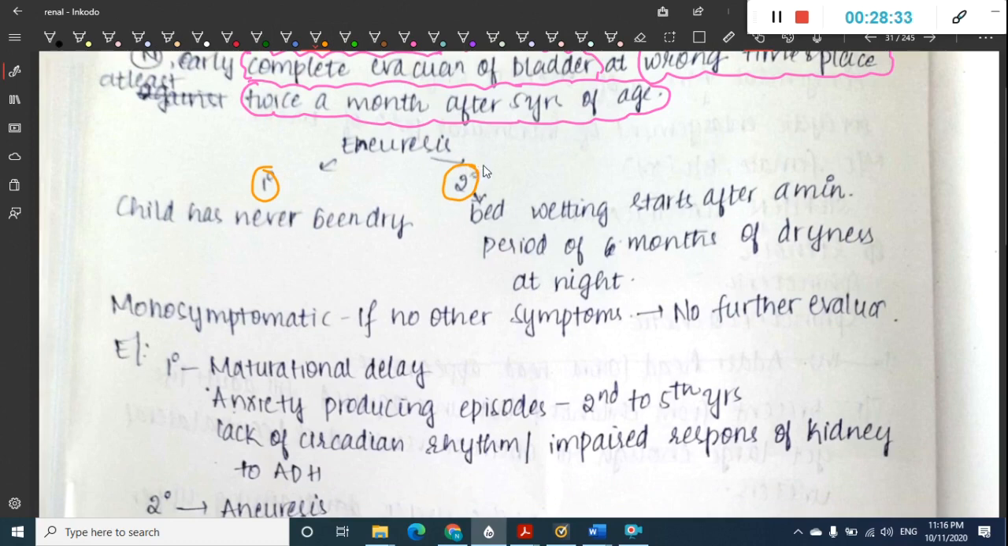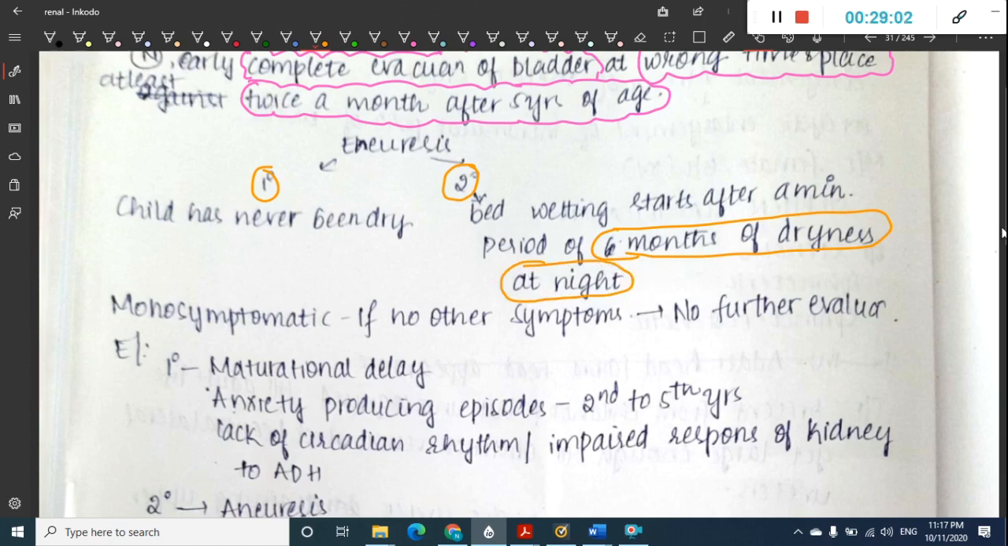We call it primary when the child has never been dry. In secondary, bedwetting has been stopped for at least 6 months. For the last 6 months the child is dry at night, but now again he starts bedwetting after a minimum period of 6 months of dryness at night. So that is secondary. Here, 6 months of dryness at night, then we call it nocturnal enuresis.